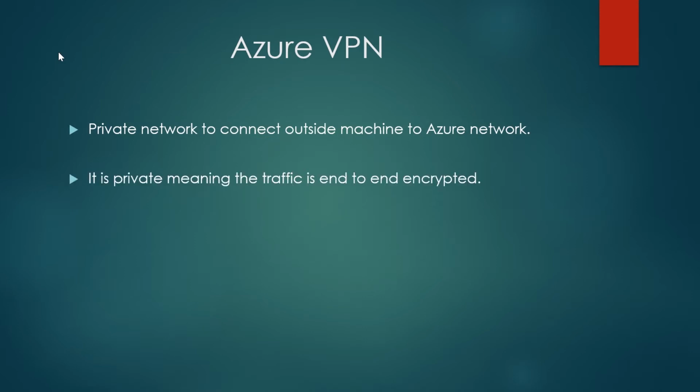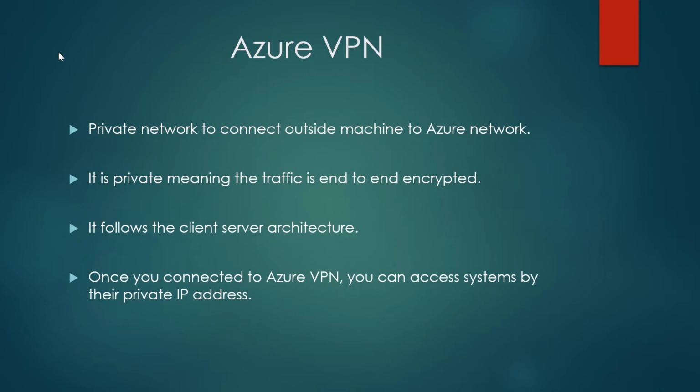Okay. So it is private, meaning the traffic is end-to-end encrypted. Like I said, by the definition of VPN, it is always encrypted. Data travels over the public network, that is the internet, but it is encrypted. It follows the client-server architecture, meaning the machine which is going to connect to the Azure virtual network has to have a VPN client, or VPN software, installed on the client machine, and once connected, it can use the Azure virtual network with the help of the VPN gateway. We will learn about the VPN gateway later in this video.